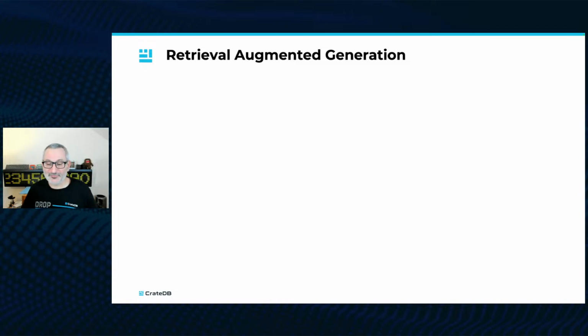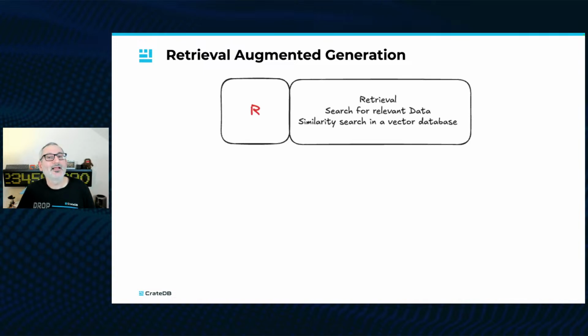We're going to use a process called retrieval augmented generation, or RAG. We're actually going to use something slightly better than that. So the R in RAG is retrieval, so we need to search for relevant data. Here it says we're going to do similarity search in a vector database, so we're going to do that in CrateDB. But we're also in the same database, in fact, in the same table in the same database, going to do sort of keyword search. What you might know as BM25 search, so best match keyword searching.